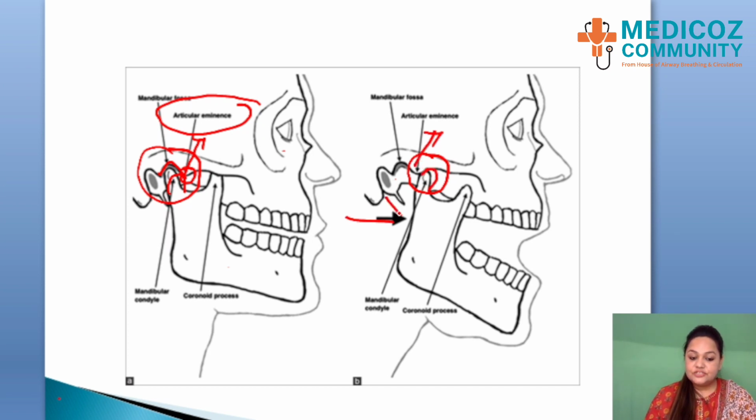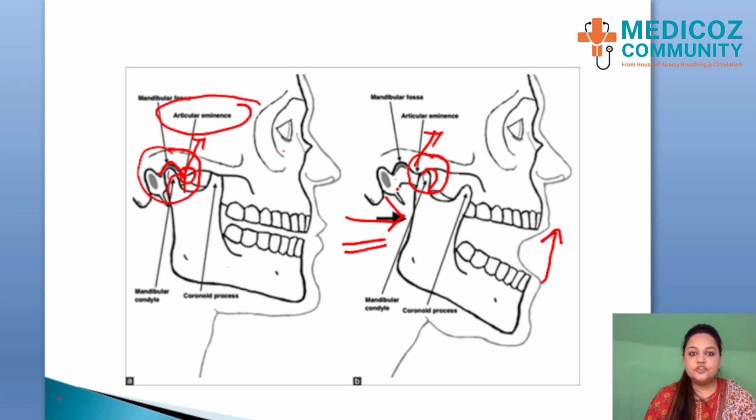This condition is called the anterior dislocation of the temporomandibular joint, where the jaw is stuck and the mouth will remain open. In this condition, the patient cannot close the mouth until and unless pressure is given downwardly and posteriorly on the mandible. This is the technique which is done to cure this condition. So here we have the anterior dislocation, and it is the most common dislocation of the temporomandibular joint.